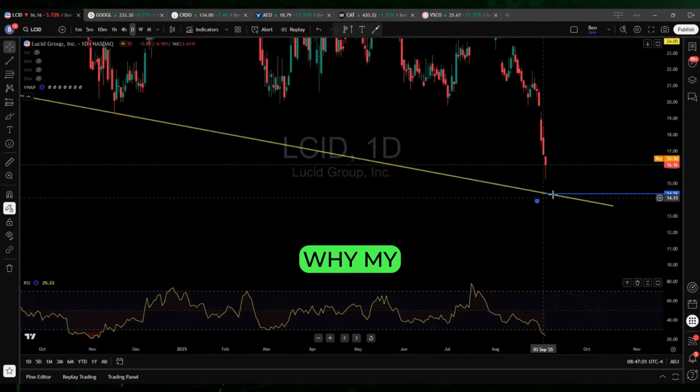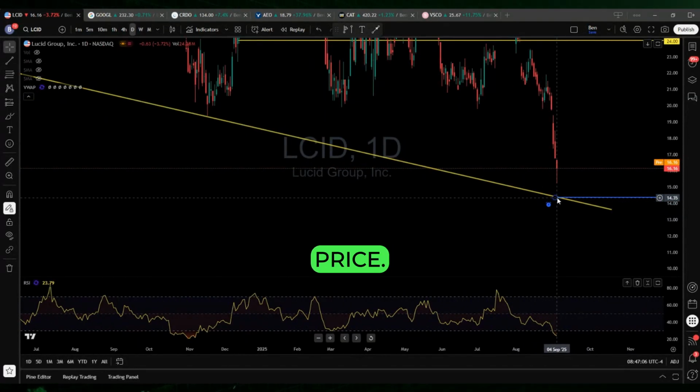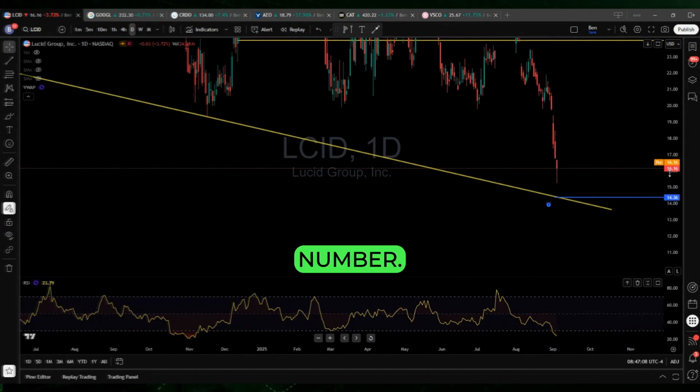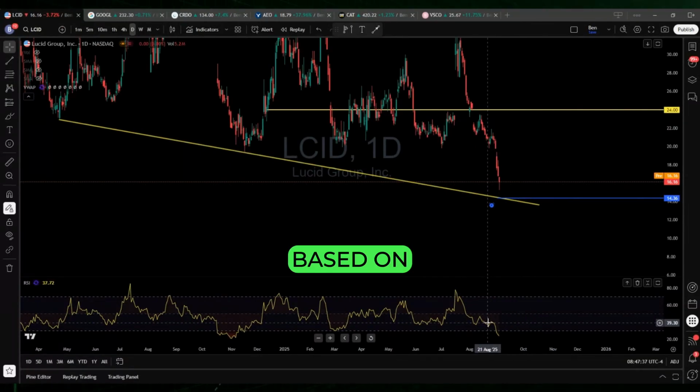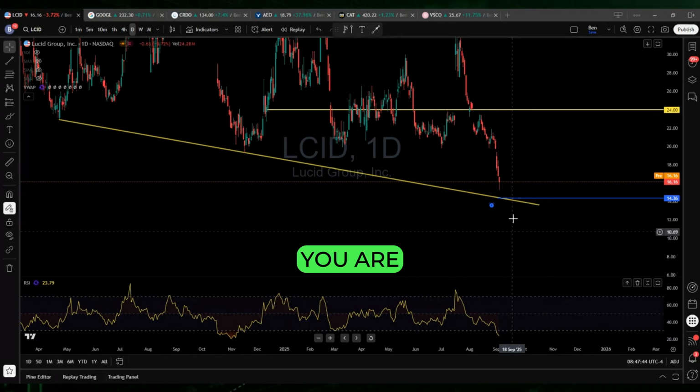So this is why my target of $14.36 was my entry price. It wasn't some arbitrary number. It shows you that, based on the fact that this is continuing lower on the relative strength index, it does favor a move to the downside. Once you get oversold, you are due for a bounce.